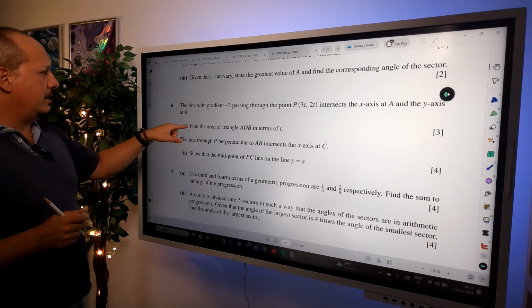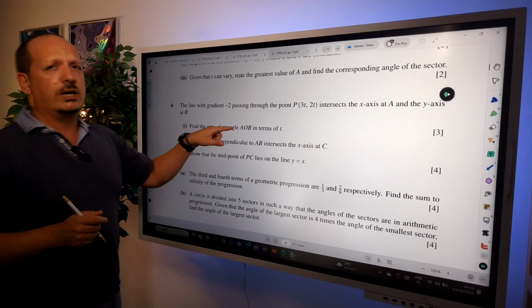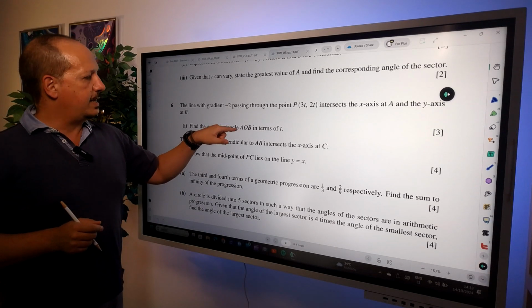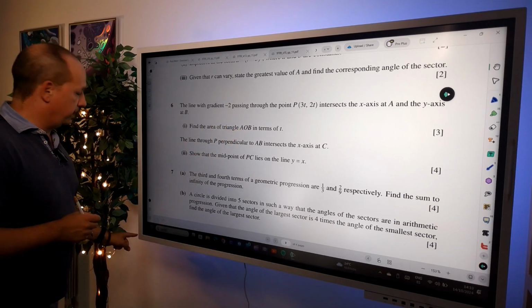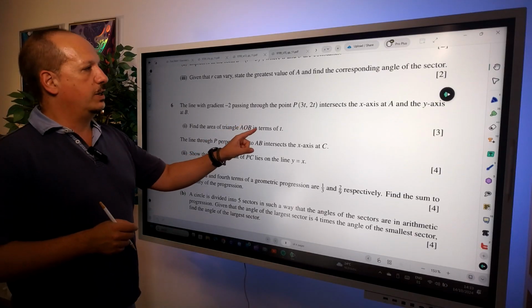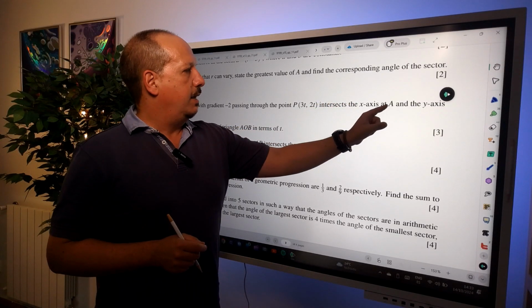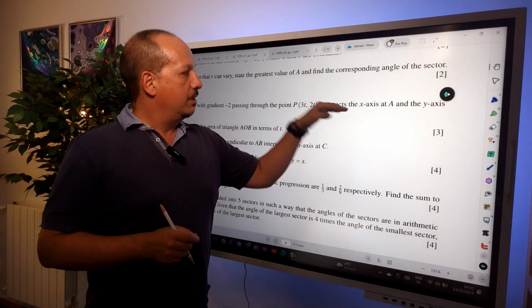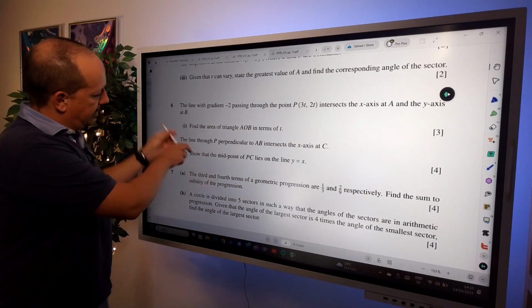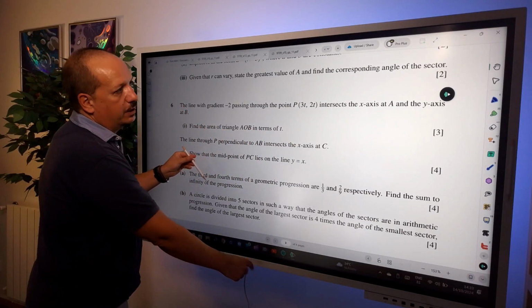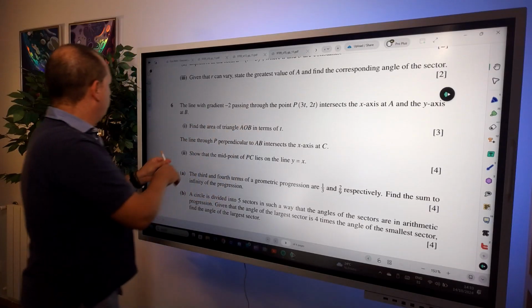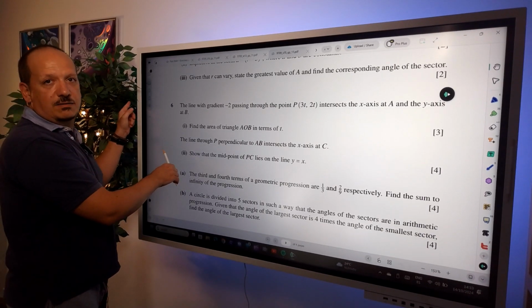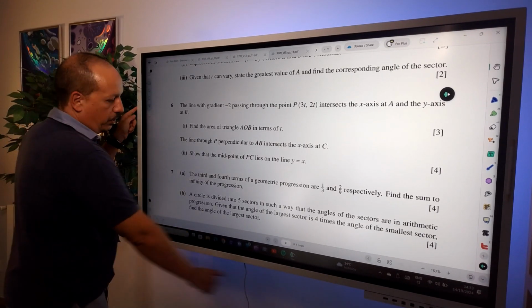And then the question is talking about the triangle. And what triangle is this? It's AOB. O is here, the origin. What is A and what is B? A is the x-intercept, so this line intersects the x-axis. So A is going to be this point. And B is going to be the y-intercept, right? So now you have these 3 points.